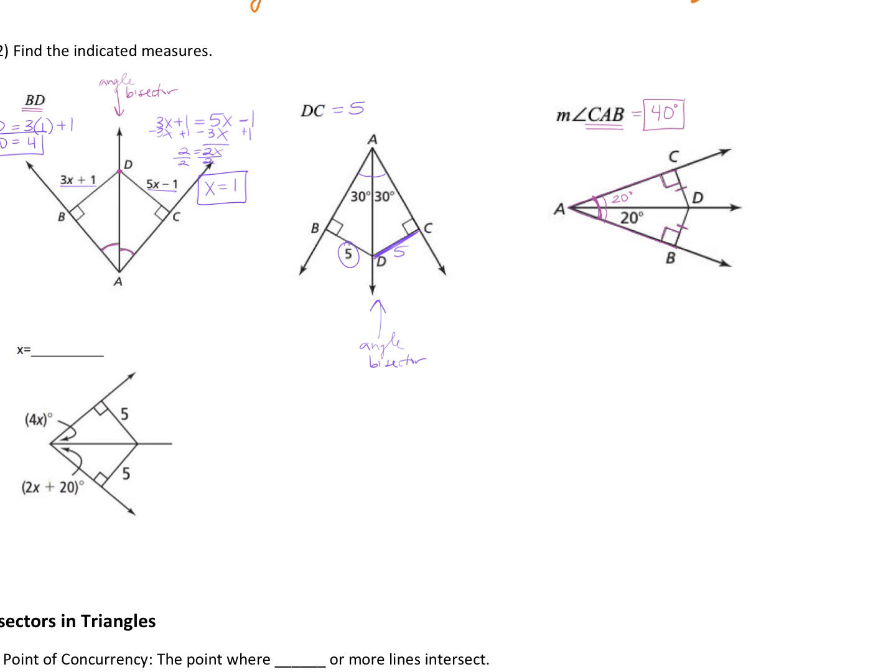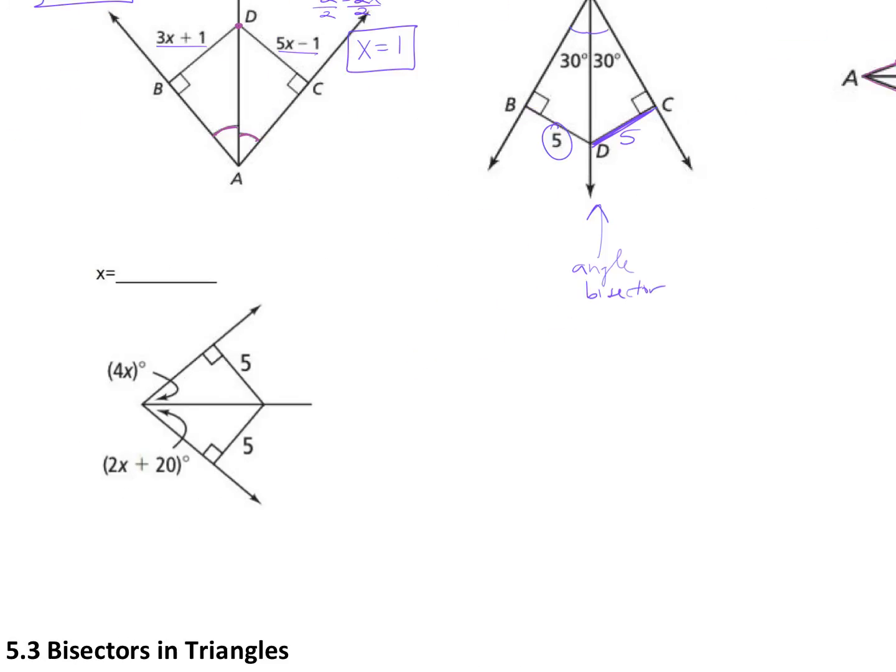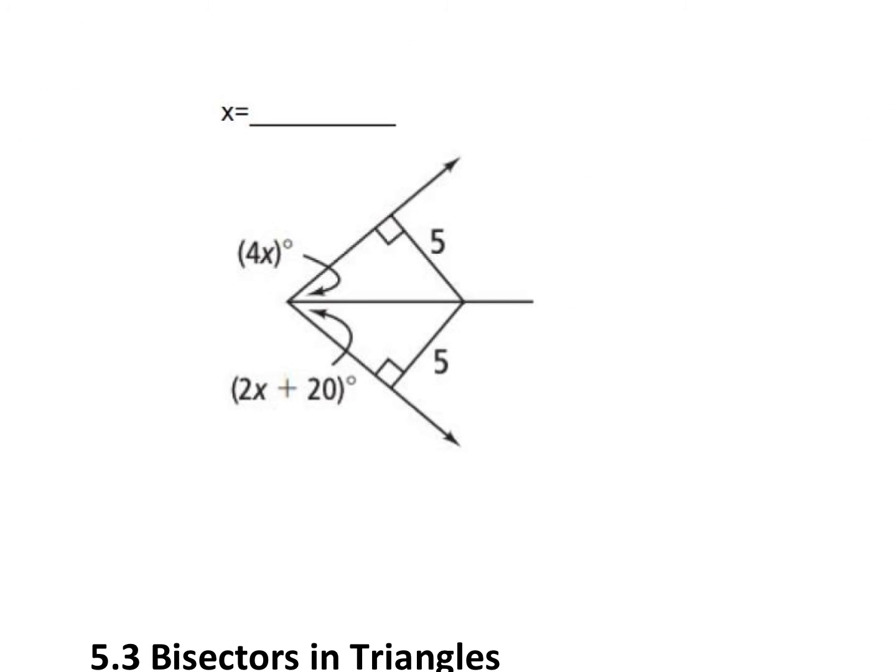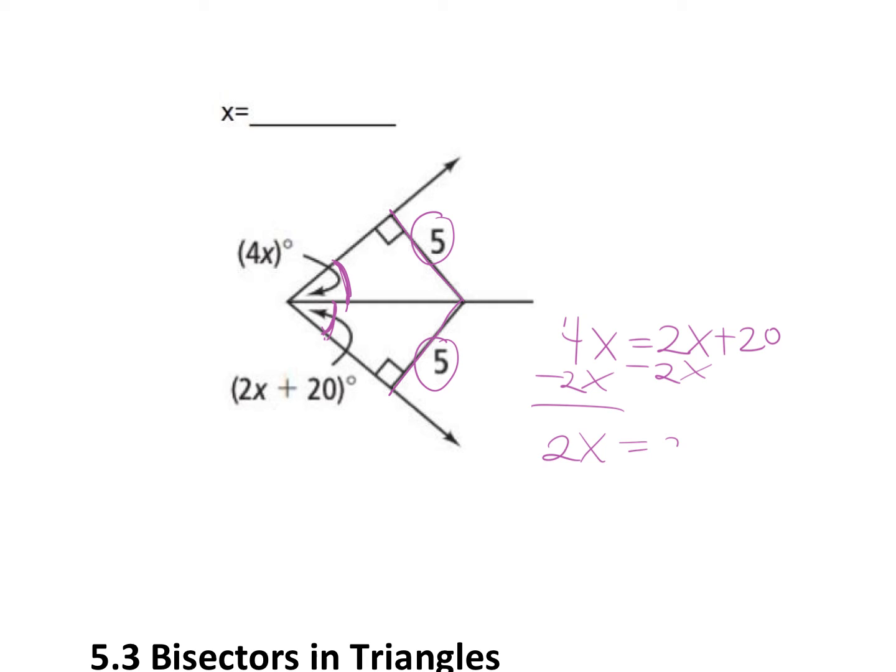Okay, last one. Look at your markings here. We want to find X. What do? Set them equal. If the distance to the angles is the same, so because that's 5 and 5, then this is an angle bisector, which means those have to be congruent, which means 4x has to equal 2x plus 20. So take away the 2x, and you get 2x equals 20, so x is 10.